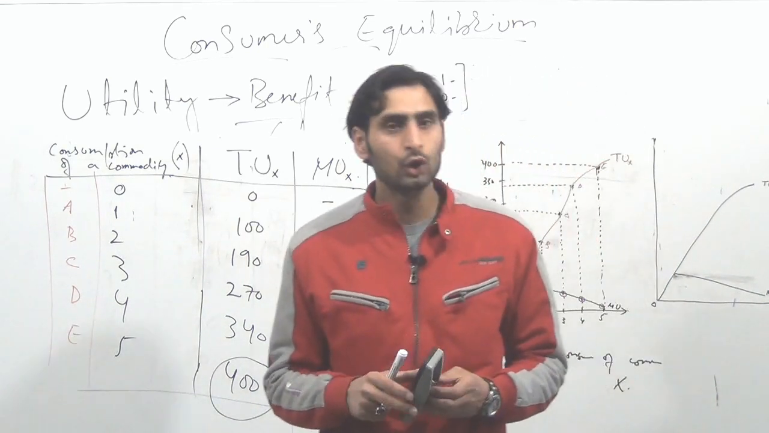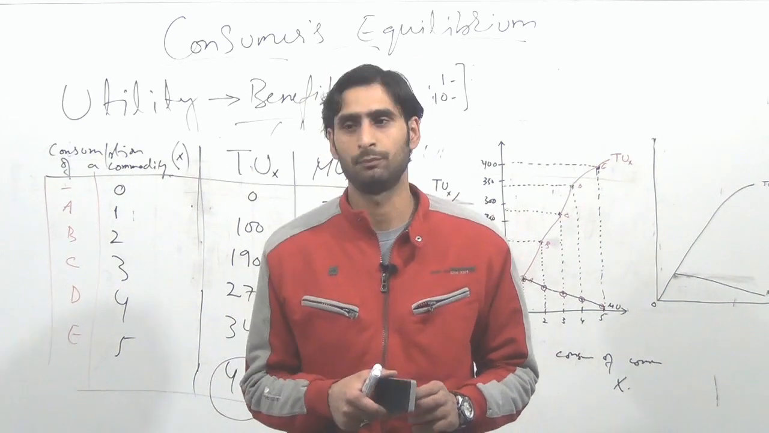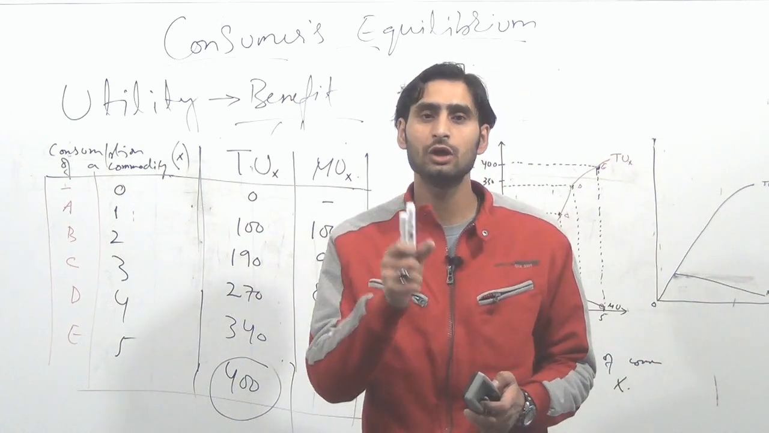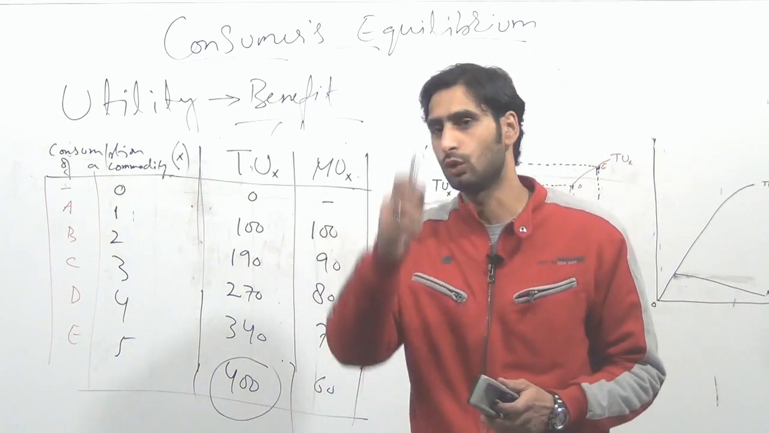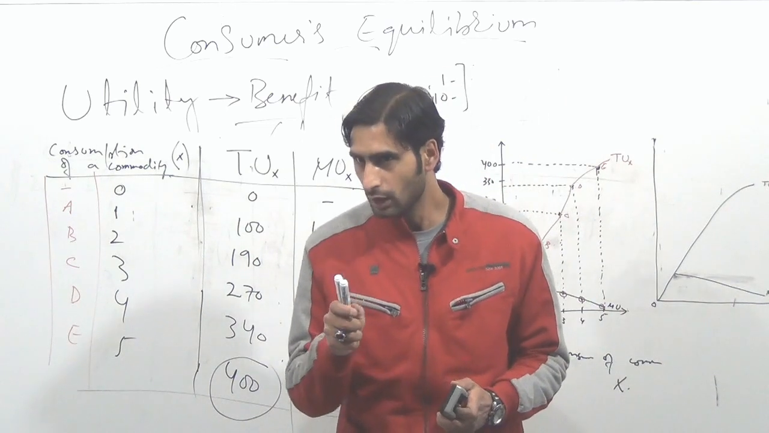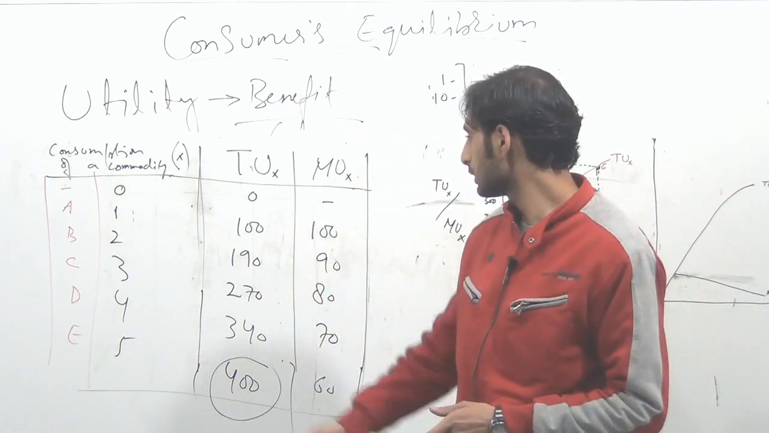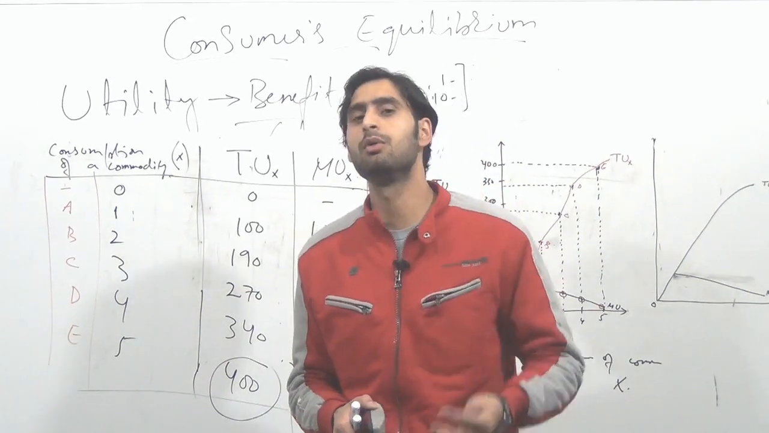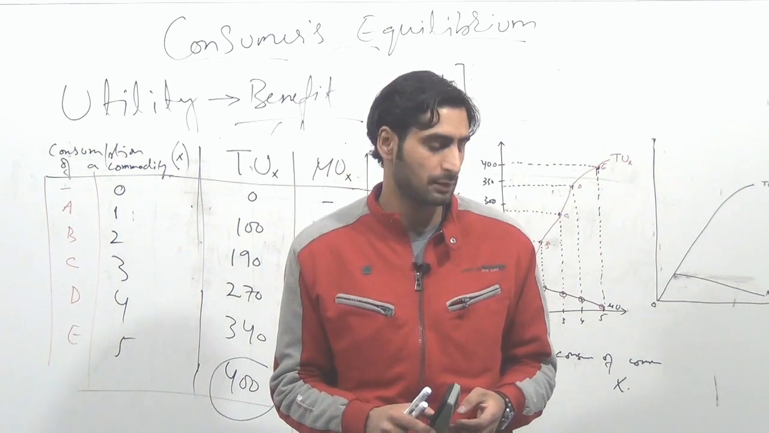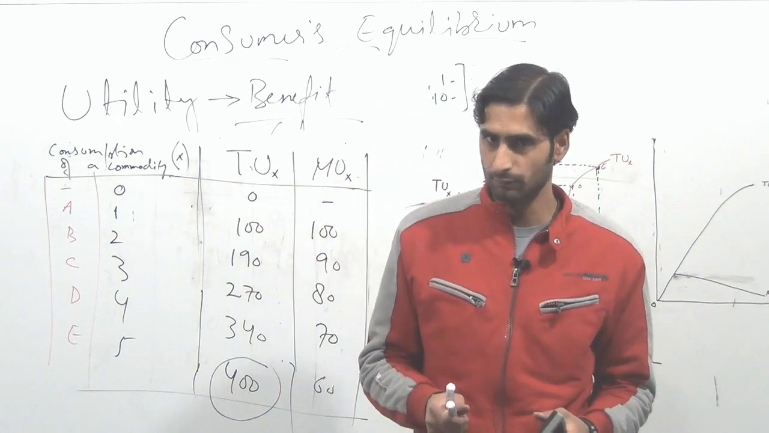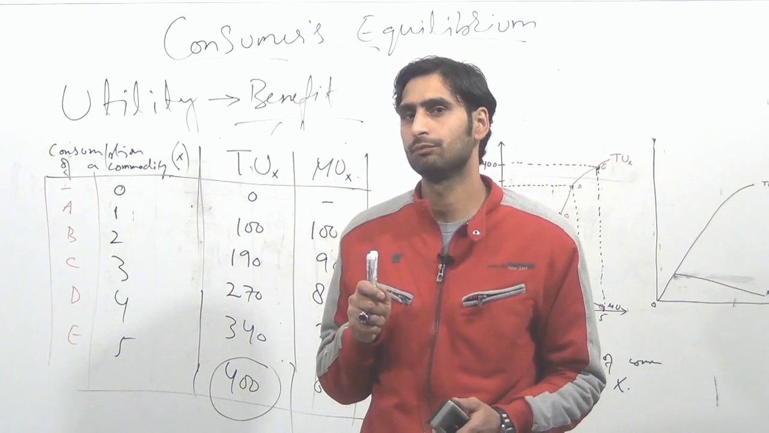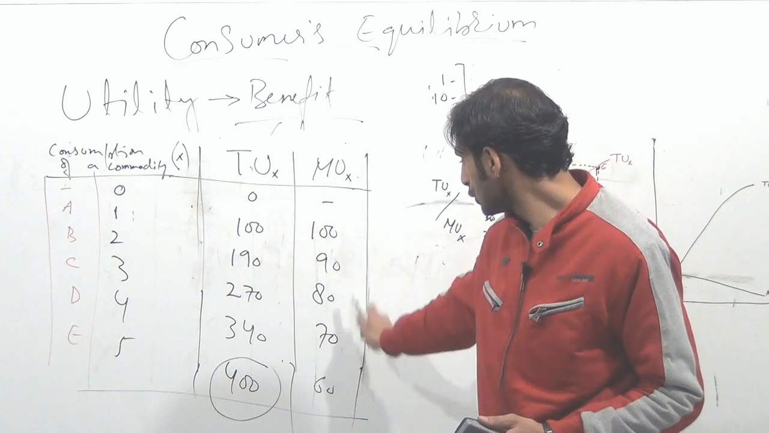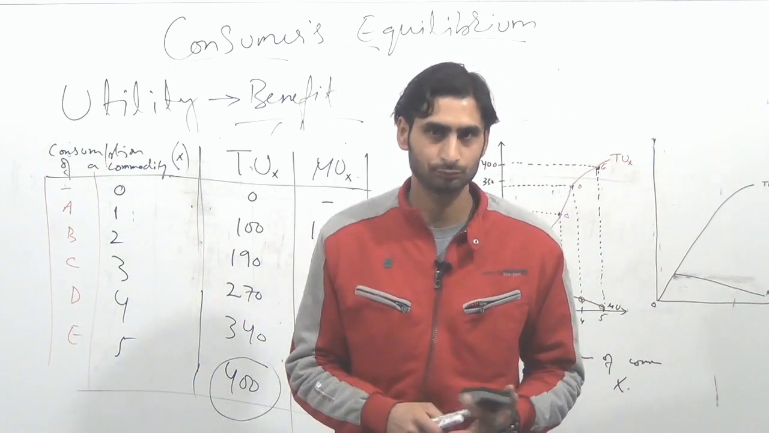The second thing, total utility will be maximum when marginal utility tends to be 0. When marginal utility becomes equal to 0, total utility will be at its maximum. Third and important relationship which must get established is that total utility starts declining when marginal utility becomes negative.